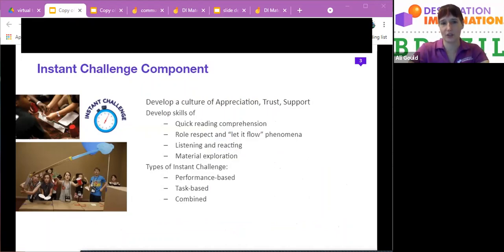So instant challenge. It is about creating our culture of appreciation, trust, and support. When we're working with instant challenge, we're working with quick reading comprehension. And this is not something that works well for all teams, especially when they're younger. And this will happen in all instant challenges, of course. They have their copy that they will read and they will hear it read to them. But we want them to read and process very fast. So this is not something that happens immediately.